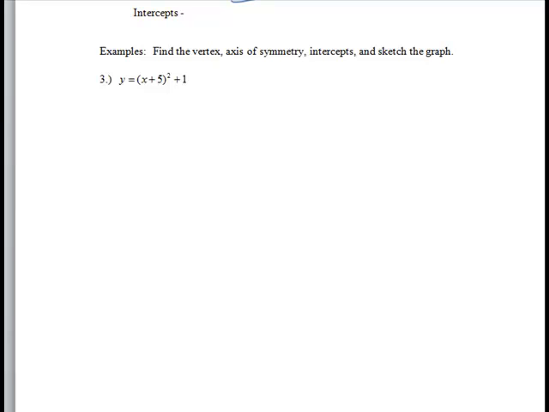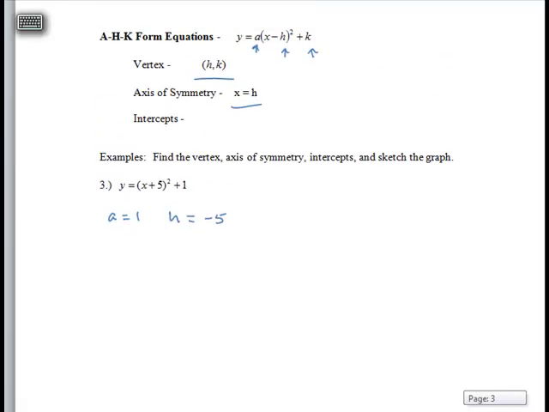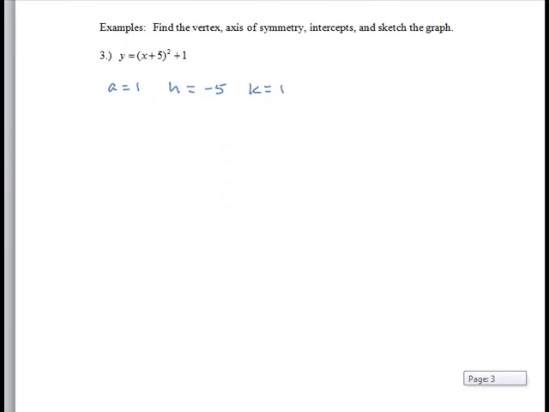So example 3, certainly a quadratic equation in AHK form. A is simply equal to 1. If you look in front of the set of parentheses, nothing's out there, so 1. H, inside the set of parentheses, x plus 5, so that makes h actually equal to -5. The general form is x minus h. So if h was equal to +5, you substitute in there, it would give us x minus 5 inside the set of parentheses. So therefore, to get plus 5, h must be -5. X minus -5 gives us x plus 5. In other words, the value for h will always be the opposite of whatever's written inside the set of parentheses. And of course, k will simply be +1.